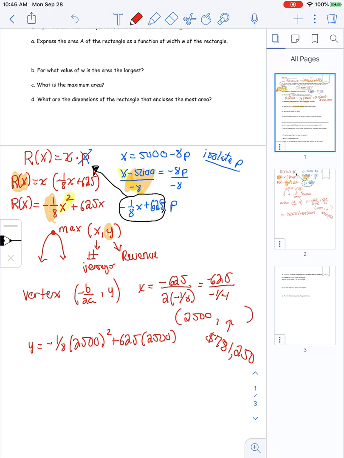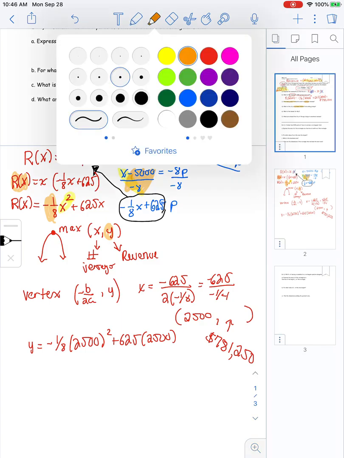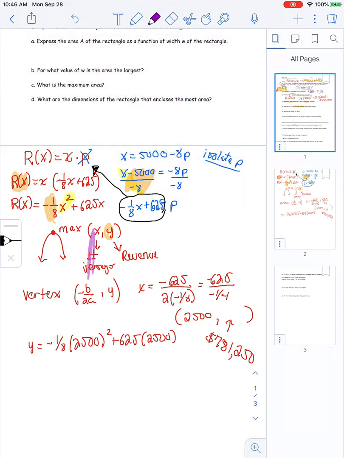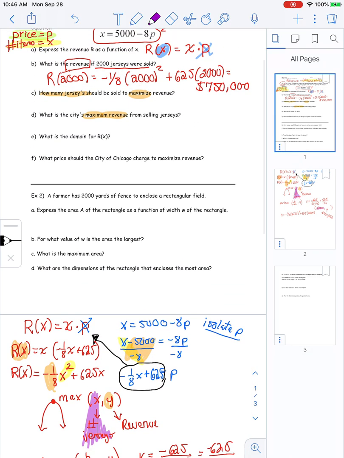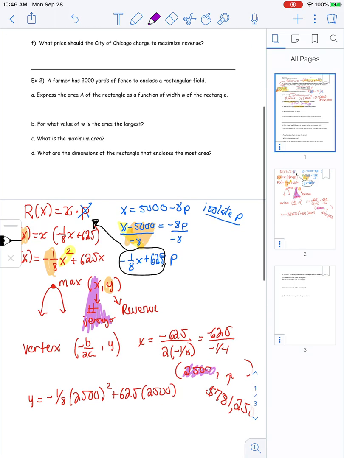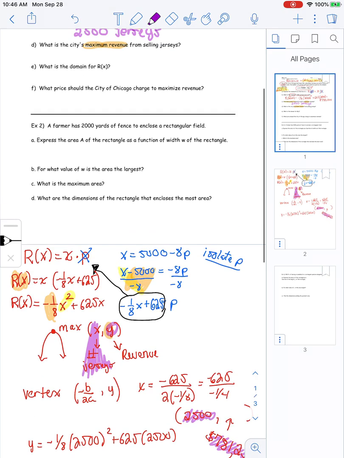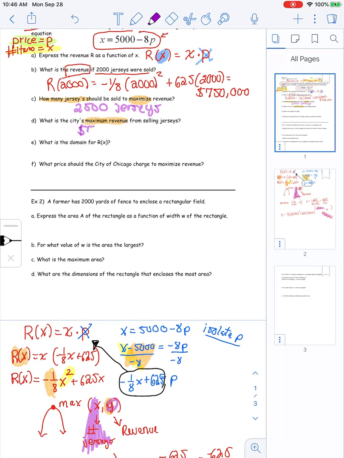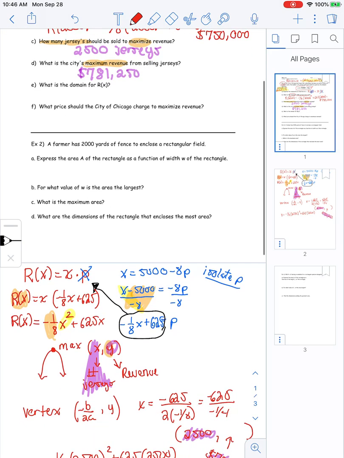Now when we interpret that, remember that the number of jerseys was the x value. So for the number of jerseys sold, we need to be using this x value. If I go back up here, that means 2,500 jerseys must be sold to maximize profit. And the maximum revenue is the y value, which here was the $781,250.